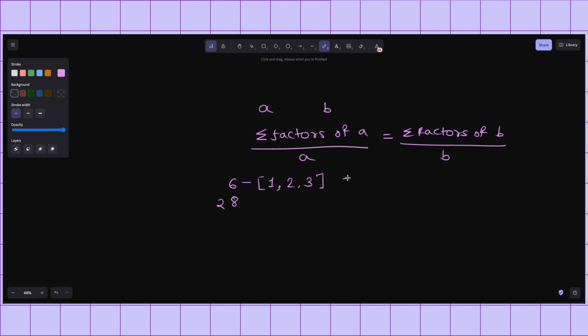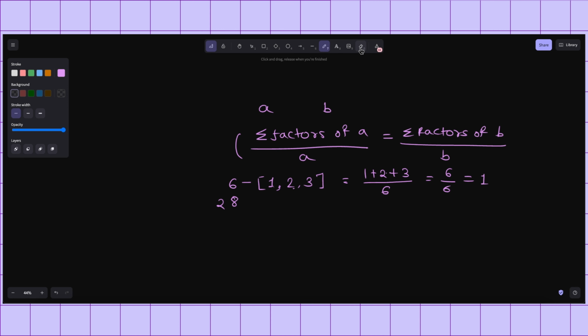Now let's calculate this ratio. 1 plus 2 plus 3 is the sum of factors of the given number, divided by 6. So 2 plus 1 is 3, 3 plus 3 is 6, and 6 by 6 is 1.